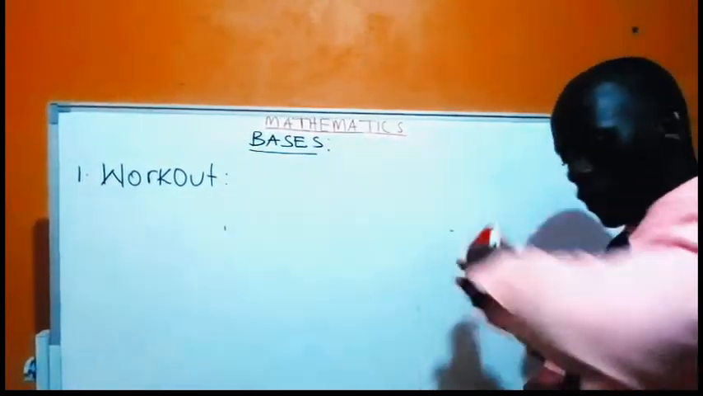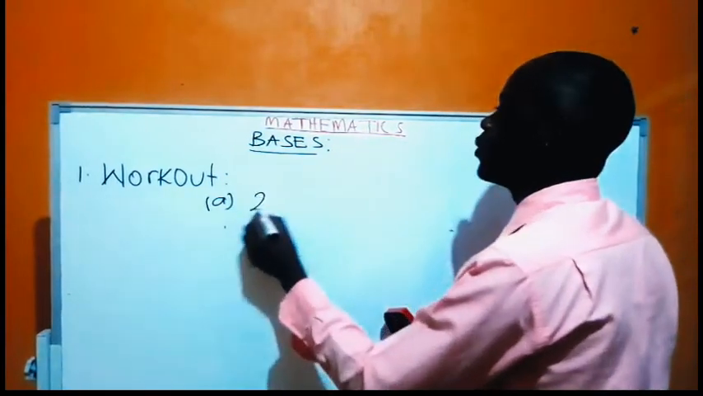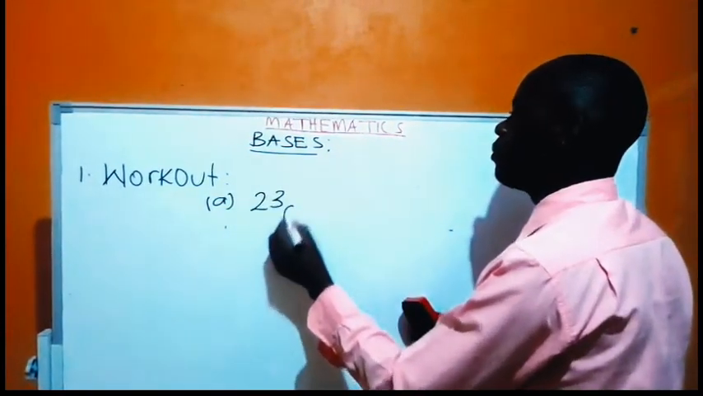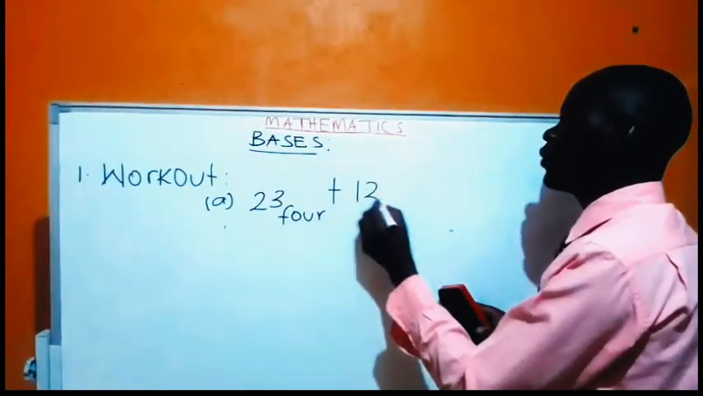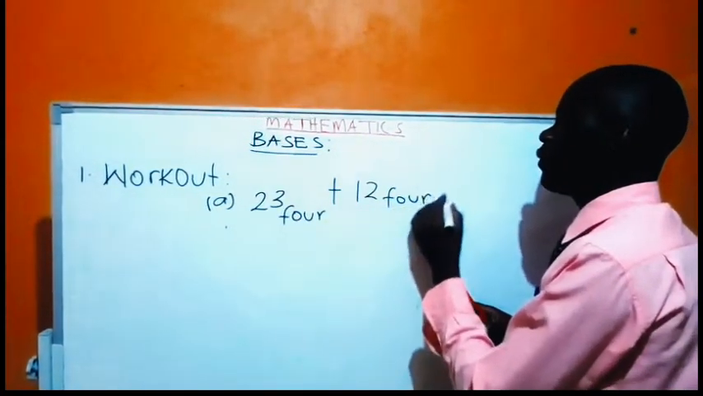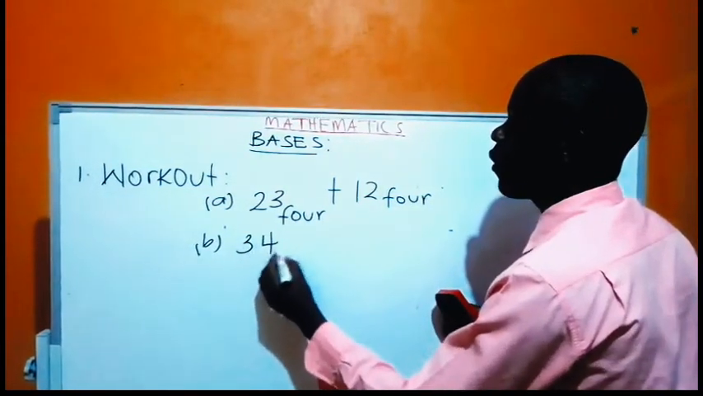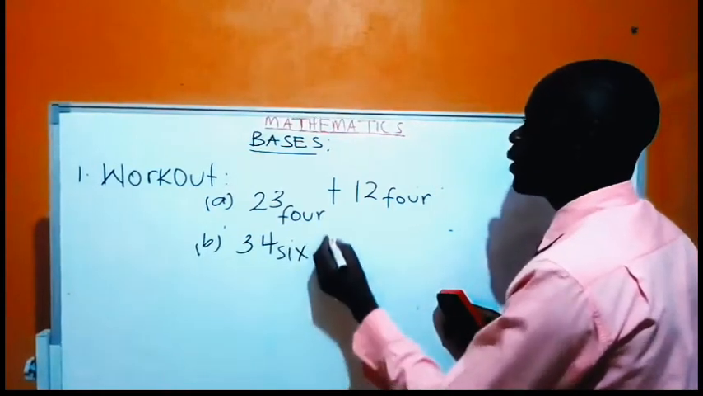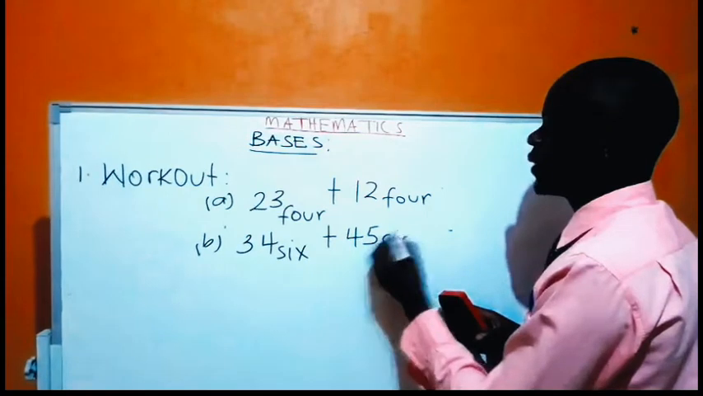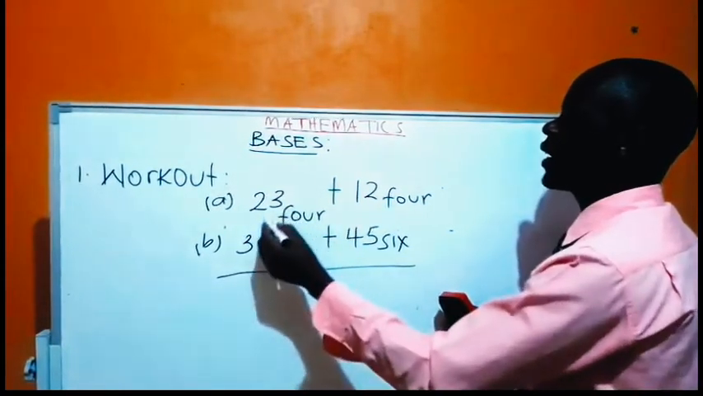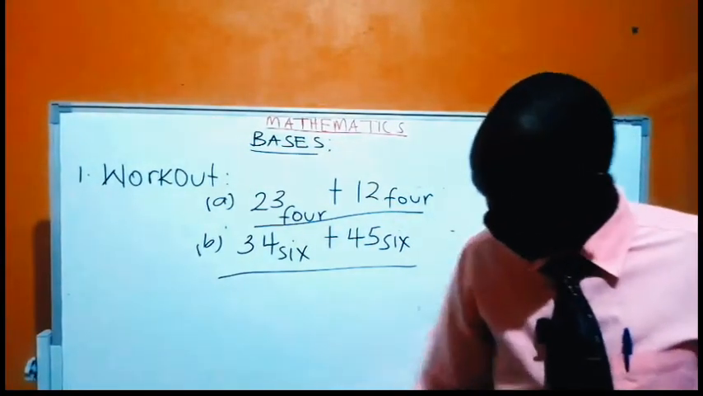Work out. Part A: 23 base 4 plus 12 base 4. That's number 1. Number 2: 34 base 6 plus 45 base 6. These 2 numbers are enough for you. Handle them well. I'll be very proud when you pass them, and everything will be fine.